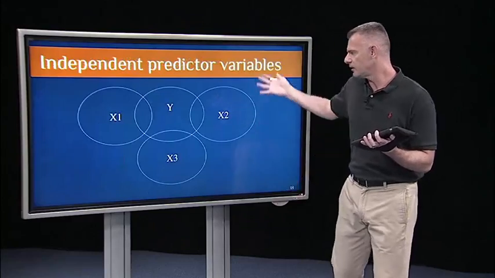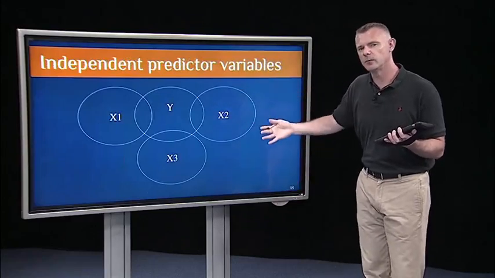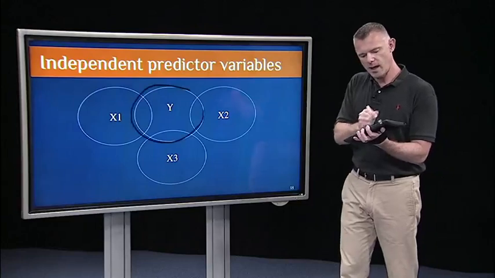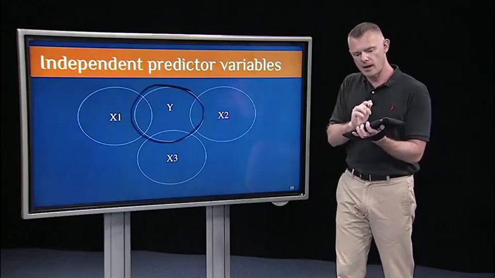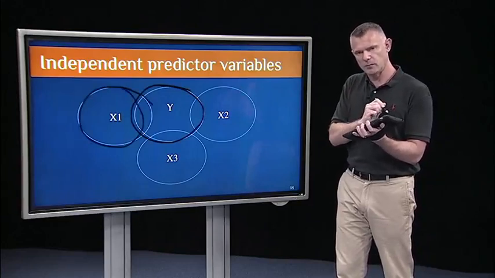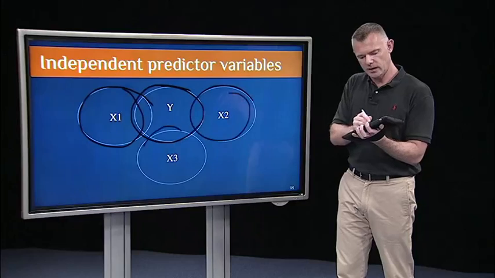If we want to look at it in terms of Venn diagrams like we did with multiple regression, we could think of the outcome variable y. Here's the variance in y, and some of that variance is predicted by x1, x2, and x3.